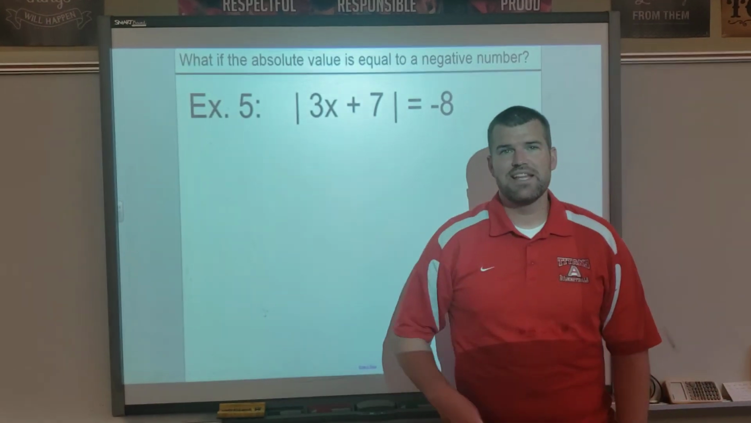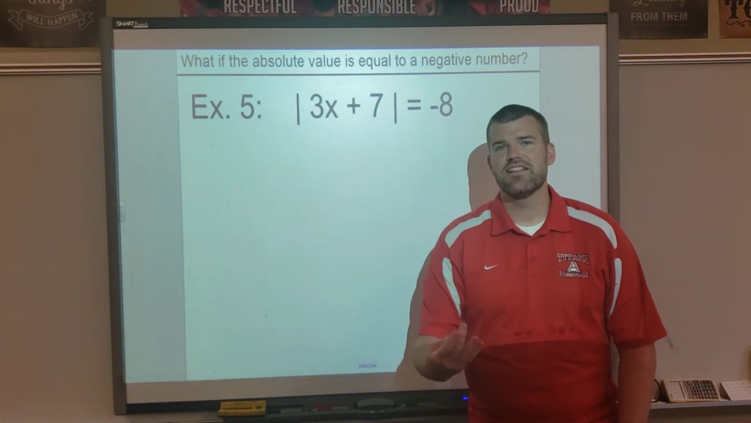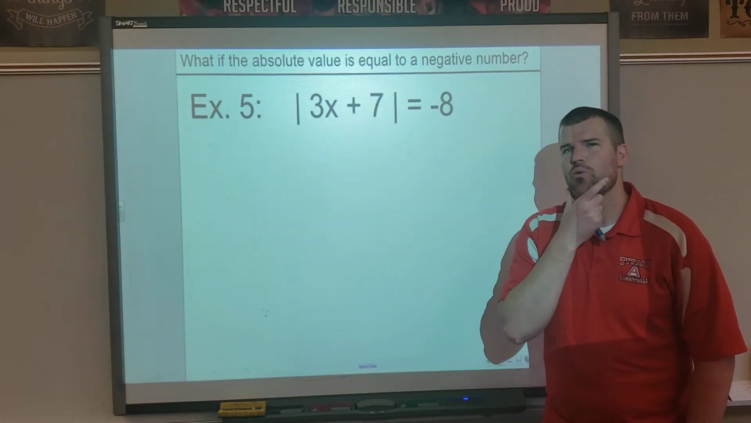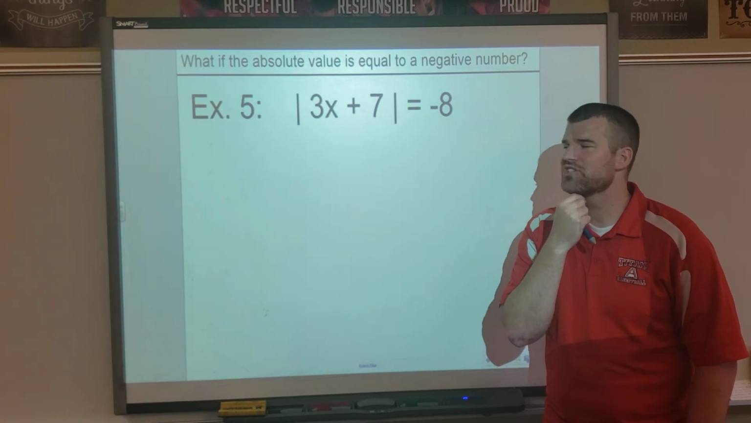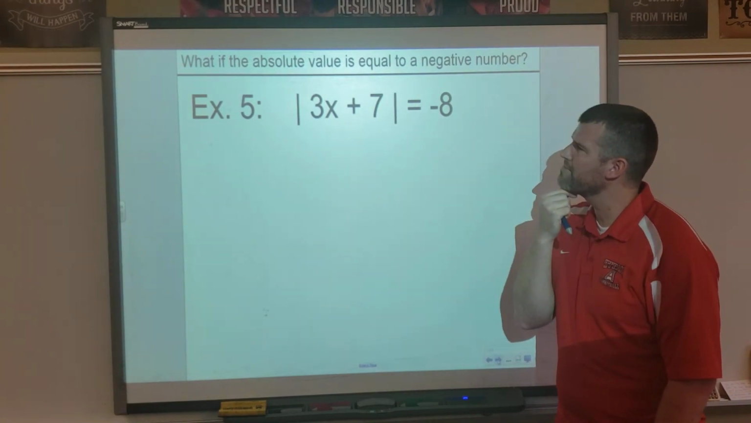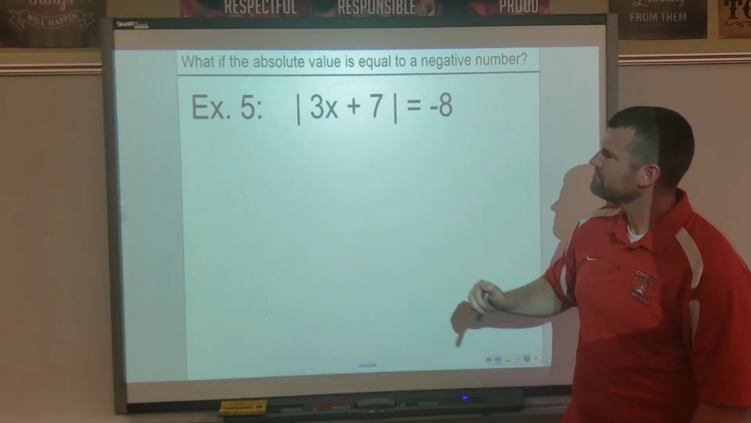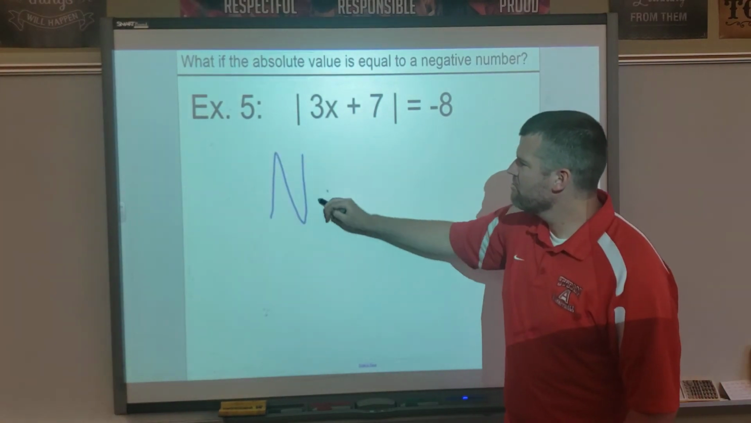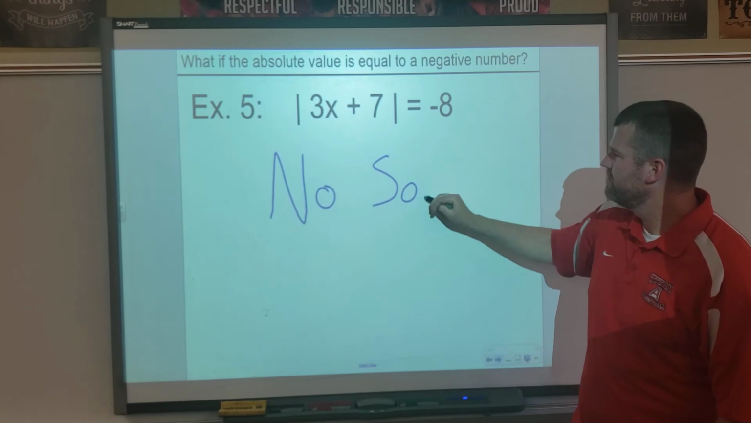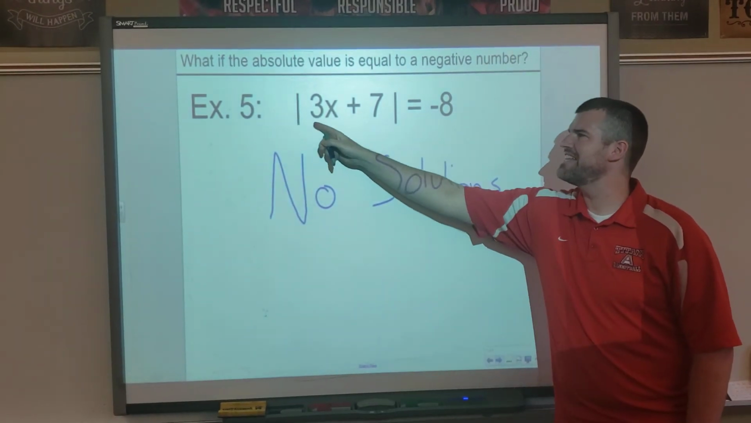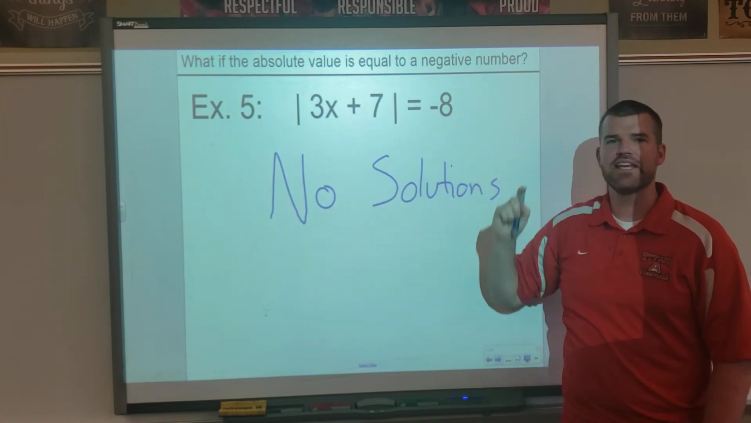Now, this is one we did actually earlier in the lesson. Let's see if you were able to pay attention on this. What is our solution to the absolute value of 3x plus 7 equals negative 8? No solution! Why is it no solutions? Because our distance can never equal a negative number.